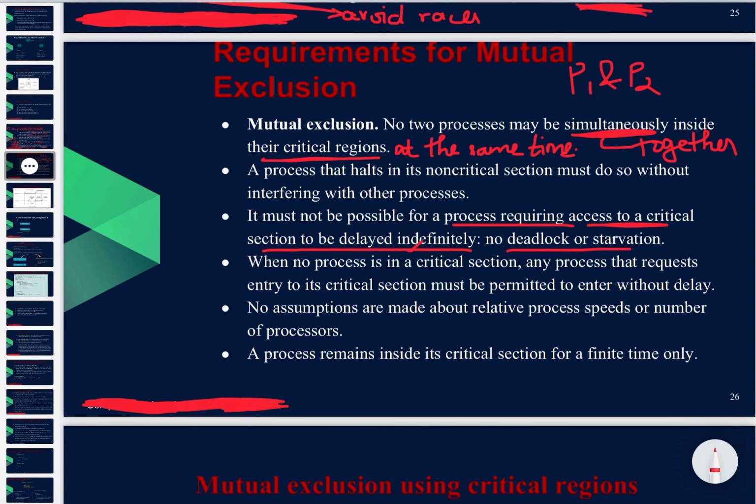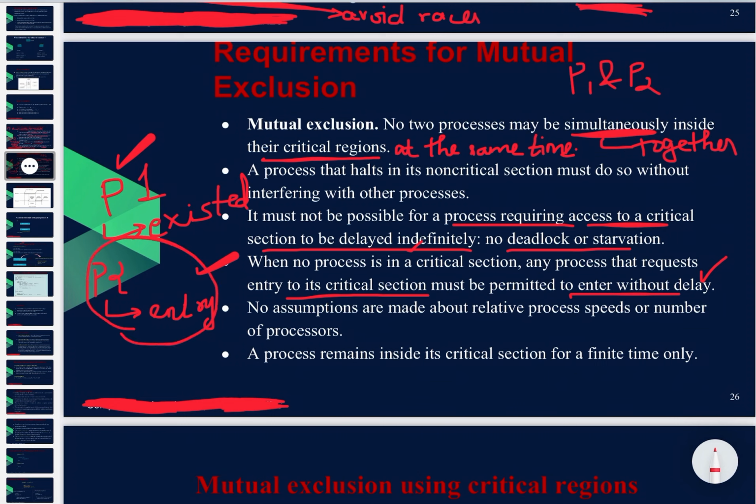When no process is in the critical section, any process can request entry into the critical section and it will be permitted entry without delay. So what are they saying? That if there is no process in the critical region, for example, P1 has exited the critical region, so P1 is not present, then P2 will be given entry to the critical section without any delay, meaning immediately as soon as P1 exits.